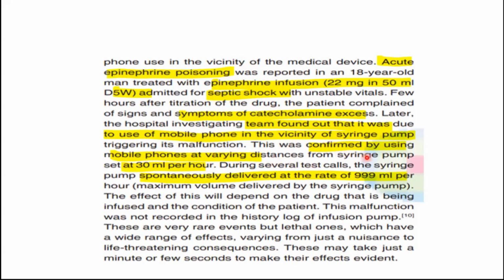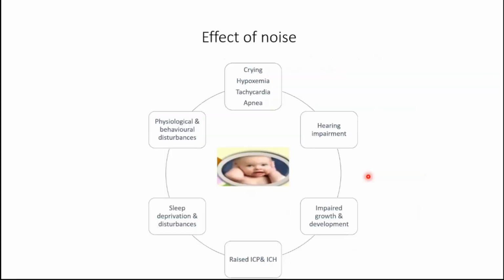Later on, they confirmed it by using smartphones at varying distances from that particular syringe pump, which was set at 30 ml per hour. During several test calls, the syringe pump or infusion pump spontaneously delivered at the rate of 999 ml per hour. So one can see from this case report how smartphone use can lead to a dreaded complication.